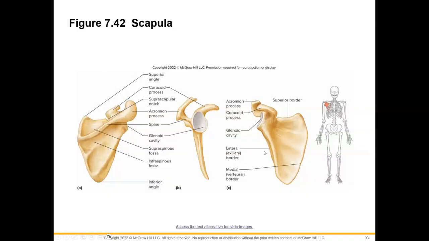Okay, so that's your scapula. Notice the glenoid cavity here, that is where the humerus articulates. Okay, the acromion process is going to be the part that articulates with the clavicle.